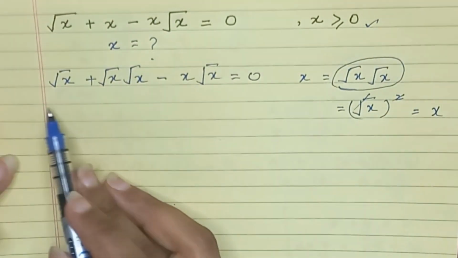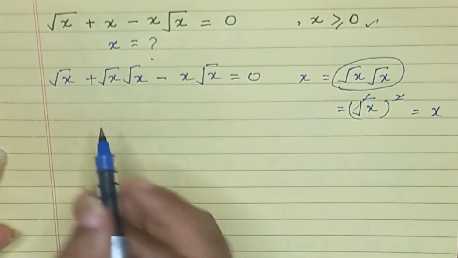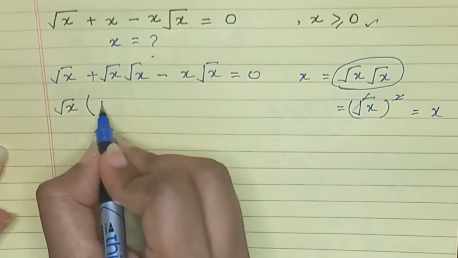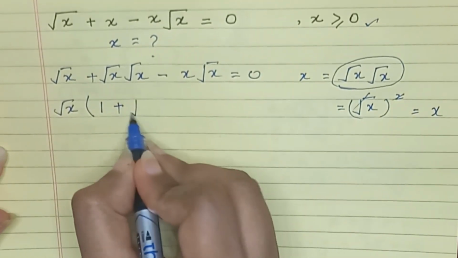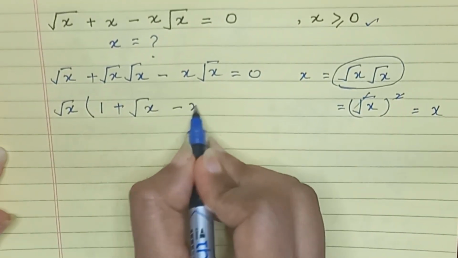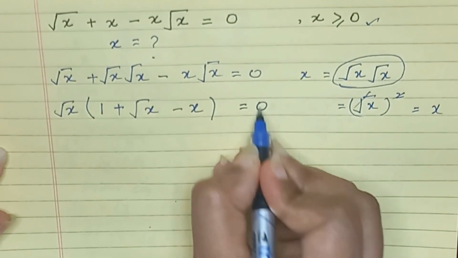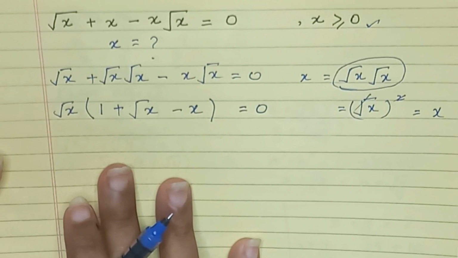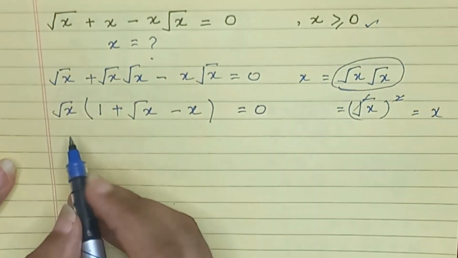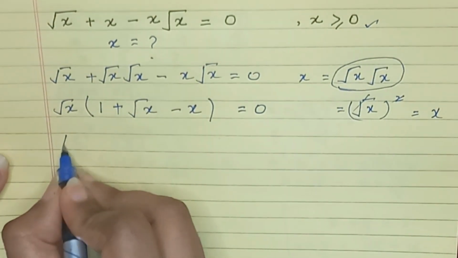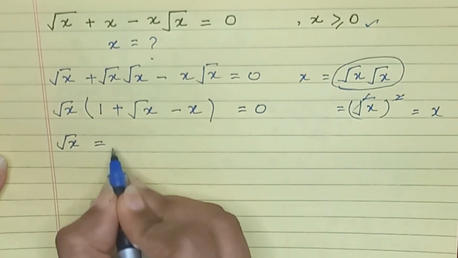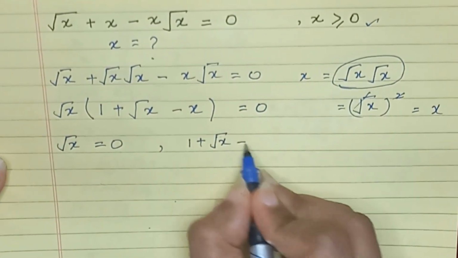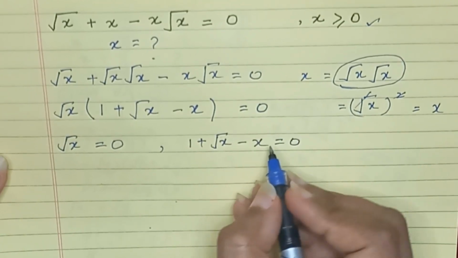Now we can see that in this equation square root of x is common. So it will become square root of x times (1 plus square root of x minus x), which is equal to 0. Now from here we have two cases: square root of x is equal to 0, and 1 plus square root of x minus x is equal to 0.